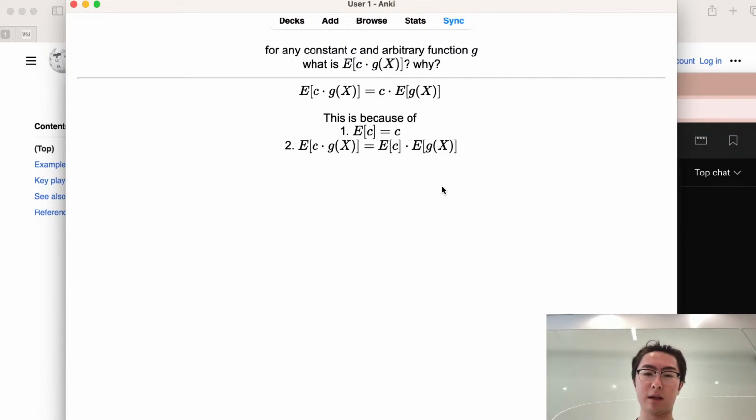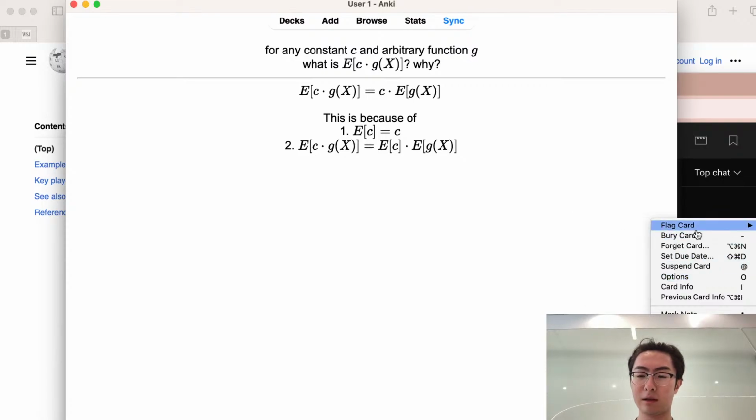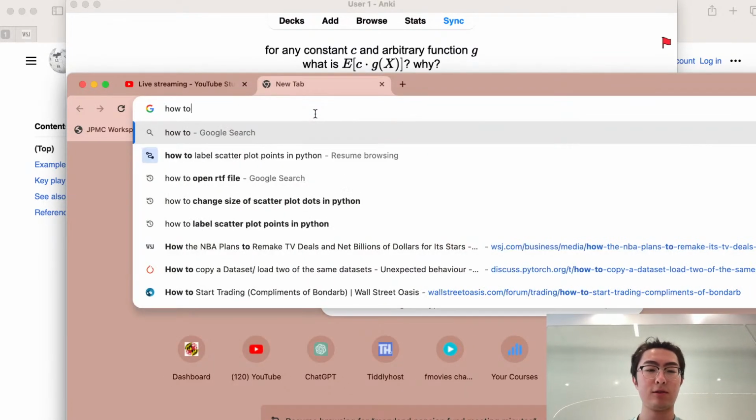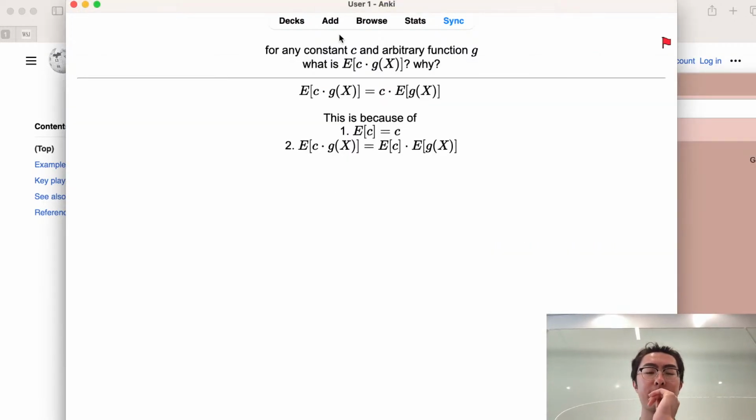This I'm not entirely sure. I'll take a look. So, how to, well, let me think about this. Because c is just scaling this function.